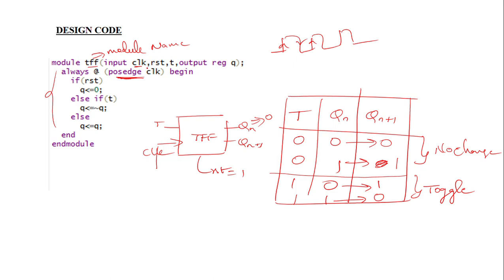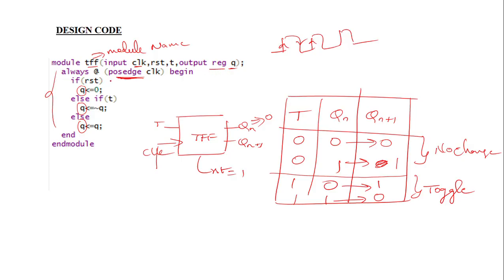So we have clock, reset, and another input, T. It is a T flip-flop, that's why it has a T input, and the output is Q. Why do we represent Q as reg? In the always block, you are assigning values to Q. The variables we use inside always or initial blocks should be of reg data type. If you don't mention reg, it takes wire by default, but here it is necessary, so we have to mention reg data type.